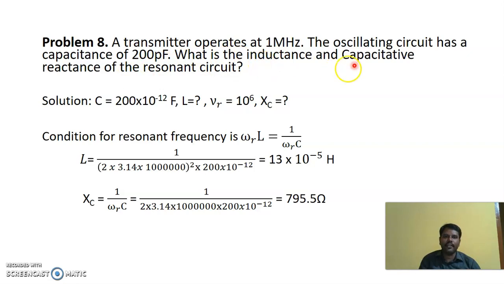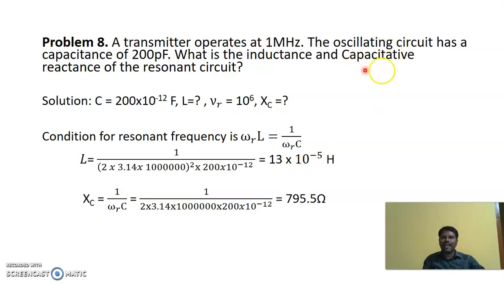First, we need to find inductance and capacitive reactance. The condition for resonance frequency is omega L is equal to 1 over omega C. We know omega and we know C, so using this we will find L. L is equal to 1 over 2 into 3.14 into 1 megahertz whole square into 200 into 10 power minus 12. So, the value of the inductance is found to be 13 into 10 power 5 Henry.